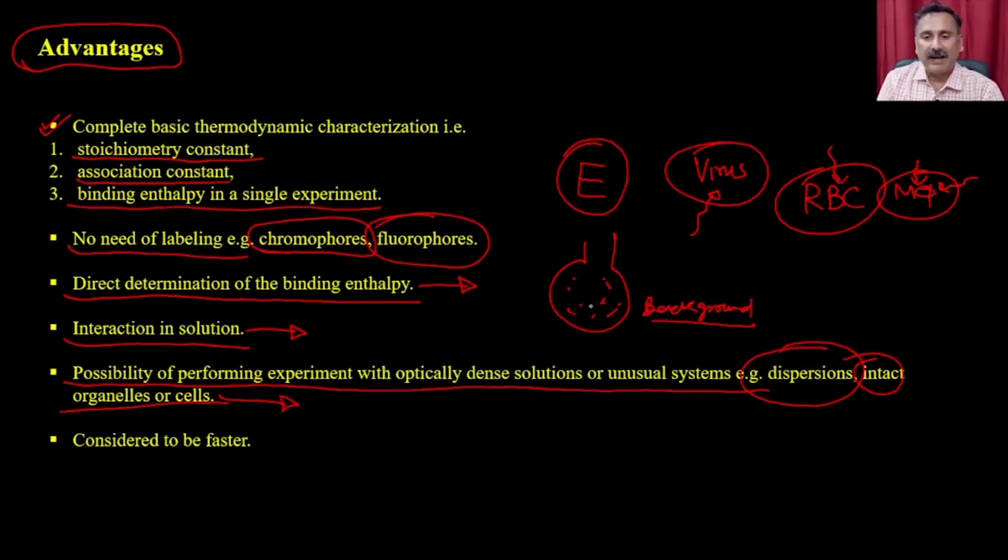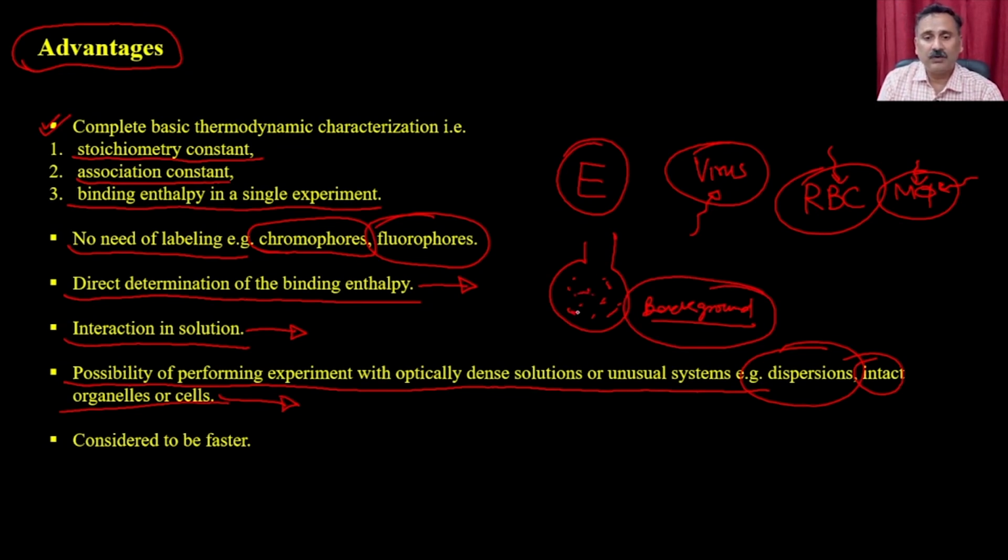So it's not a pure system. It is an impure system where, for example, in the virus, you are going to have the coat proteins, the reverse transcriptase, DNA, RNA, and all that kind of thing. So the background is going to be very high, and that could be one of the challenges you have to face.